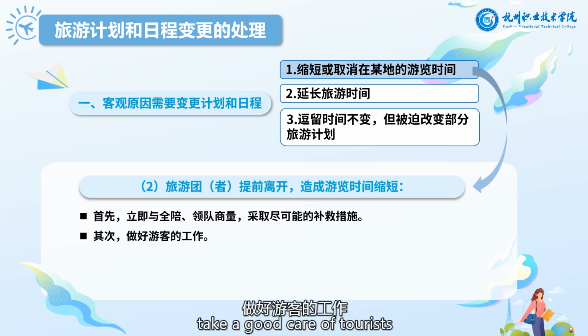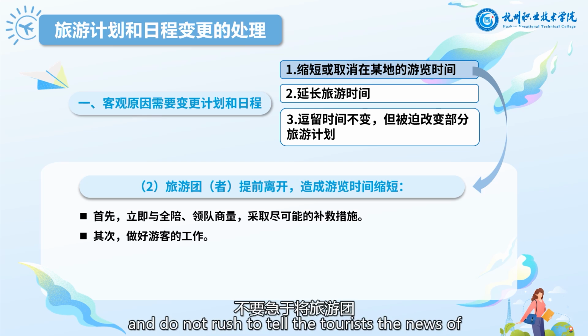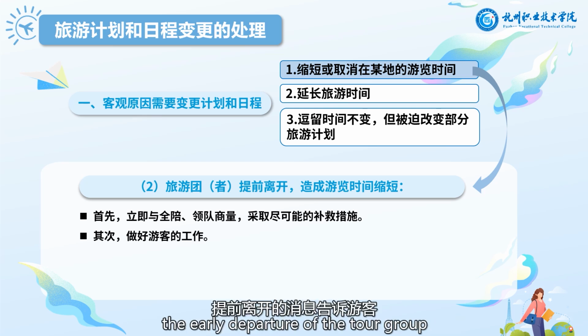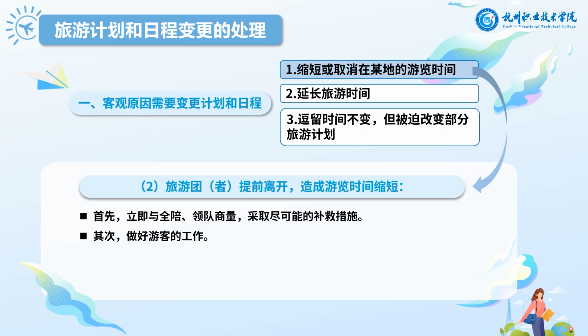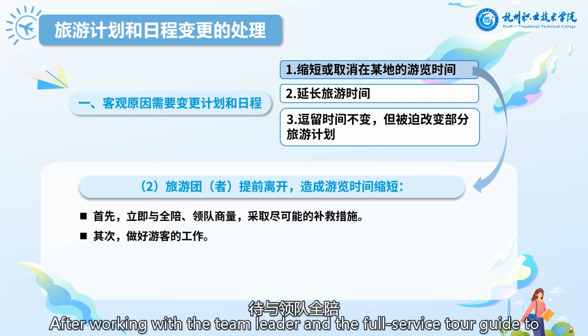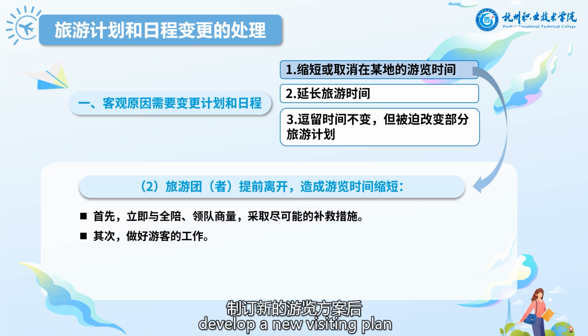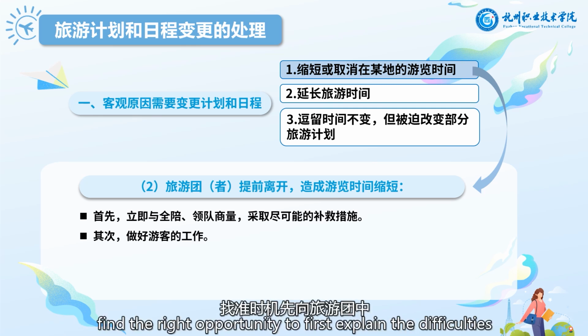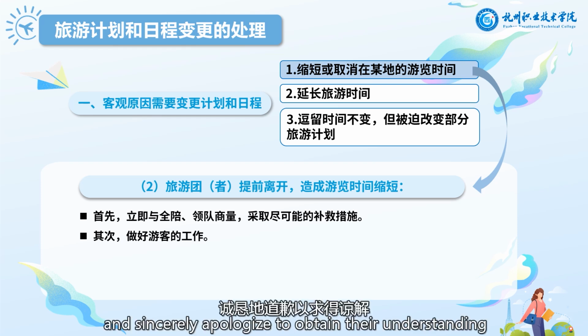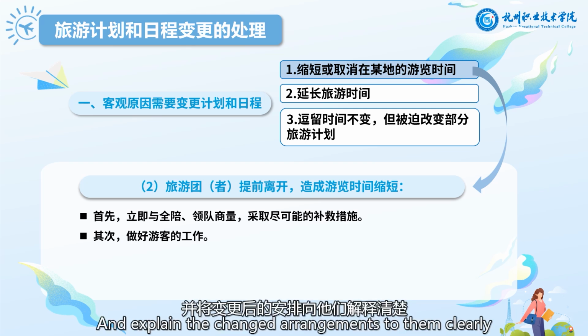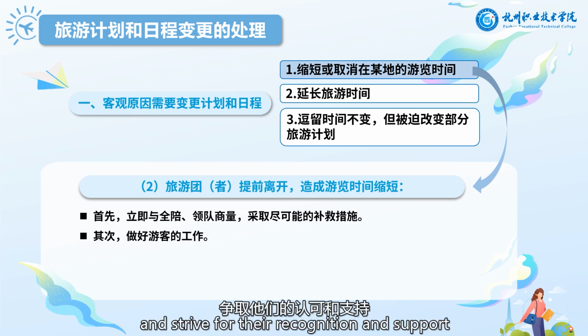Take good care of tourists, and do not rush to tell the tourists the news of the early departure of the tour group in order to avoid causing restlessness. After working with the team leader and the full-service tour guide to develop a new visiting plan, find the right opportunity to first explain the difficulties truthfully to the tourists with influence in the tour group, and sincerely apologize to obtain their understanding, and explain the changed arrangements to them clearly, and strive for their recognition and support.